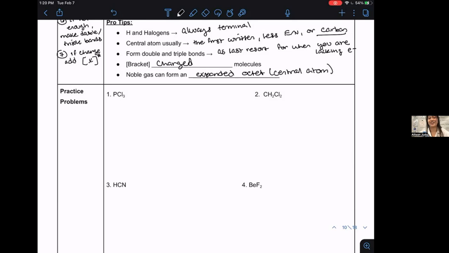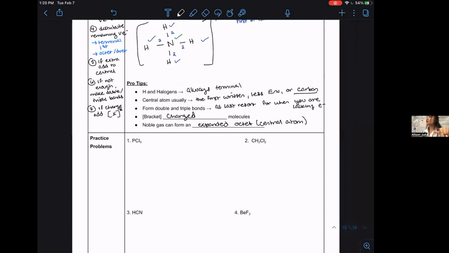Okay, so let's start with PCl3, phosphorus trichloride. Phosphorus comes in with 5 valence electrons. Each chlorine comes in with 7. So it becomes a total valence electron count of 21 plus 5, 26. I don't have any charge, so I don't need to add or subtract. And notice, if you have a positive charge, you subtract electrons. If you have a negative charge, you add electrons. Don't forget that number is representing a charge, not just a math problem.